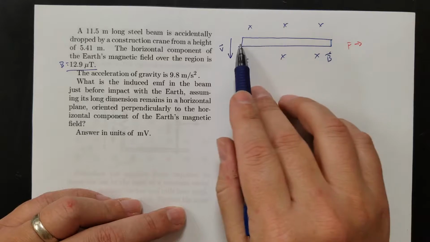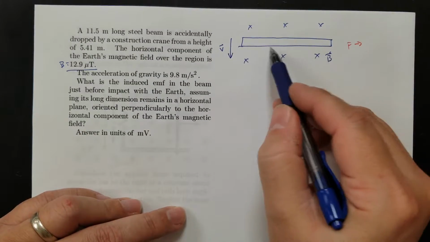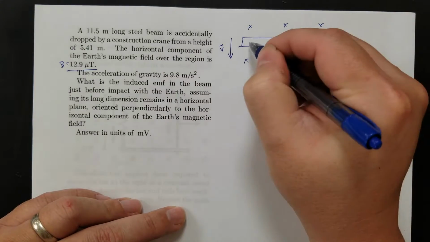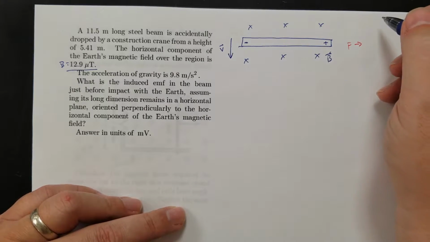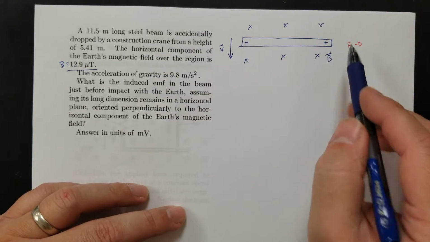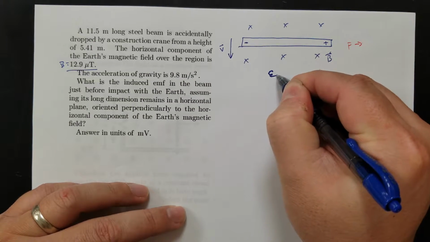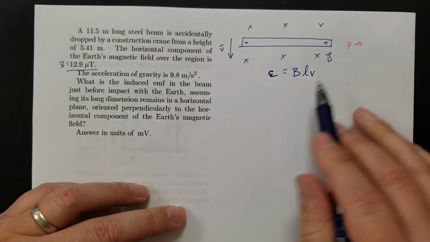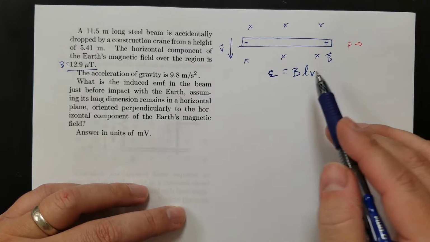So what that means is the positive charges inside this bar are going to feel pushed this way. That sets up a positive charge on this end and a negative charge on this end. So there's a potential difference, and a potential difference is an EMF. That's how motional EMF works. Moving this through causes the charges in here to separate. The formula for motional EMF is EMF equals B times L times V, the field times the length of the conductor times the velocity that it's falling.